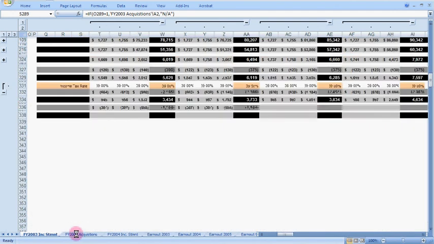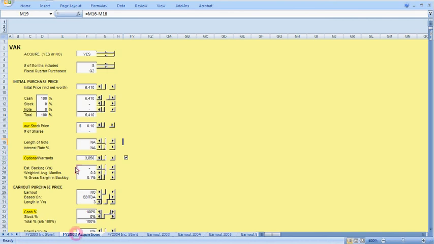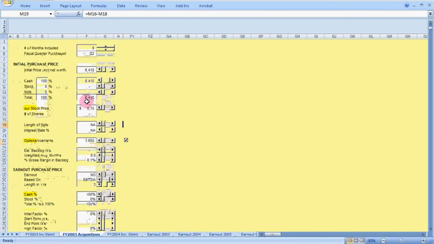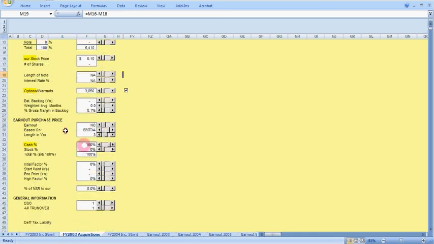The actual VAC acquisition itself, I want to break down to look and see some of the numbers that we came up with. The initial purchase price is $64.10, which includes the net worth itself at 100% cash, but our strike price is 10 cents a share. The options was $36.50, but the earnout purchase price was based off of EBITDA, and it also used 100% cash because it wasn't a stock transaction.